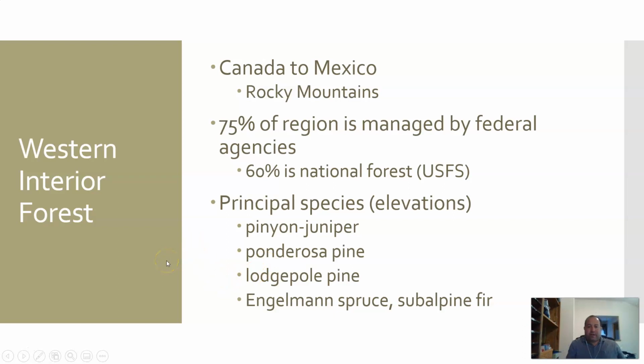So let's start off with the Western Interior Forest. The Western Interior Forest is basically all along the Rocky Mountains area from Canada to Mexico. What really makes a difference, because this is a huge area, hundreds of millions of acres of trees, but it produces only something like 6% of the wood that we use in this country, is that 75% of this region is managed by federal agencies, and of that, 60% is national forest.